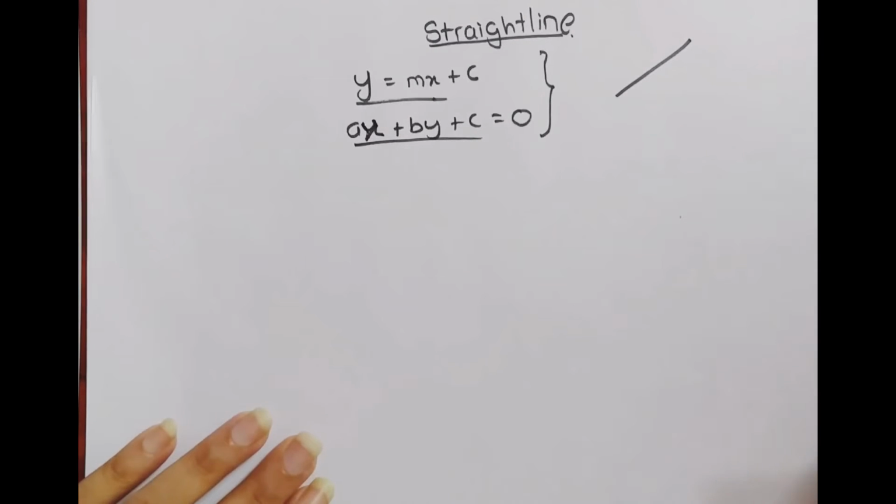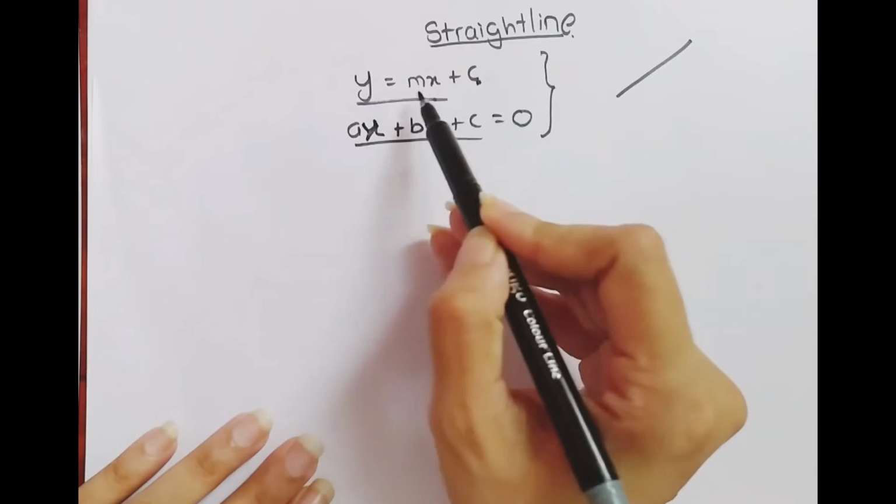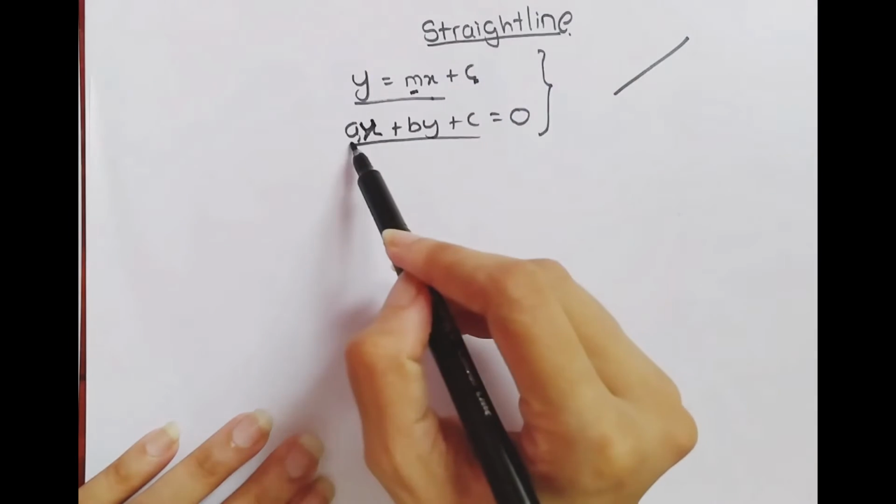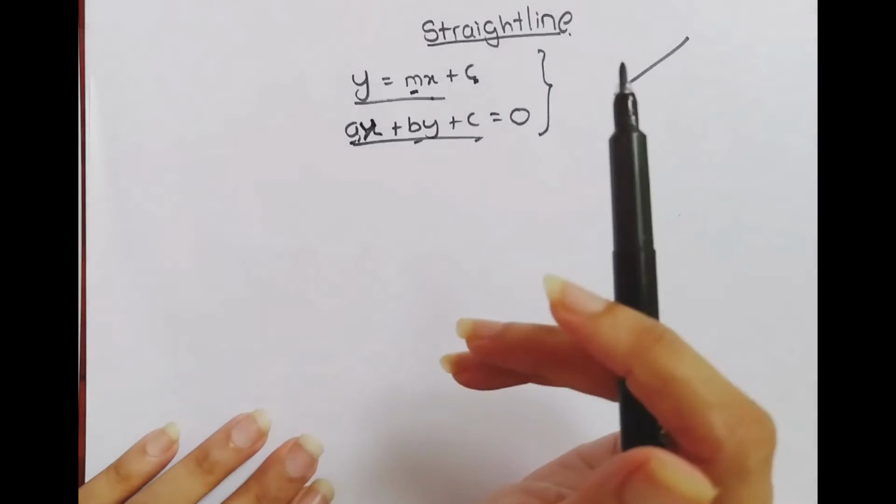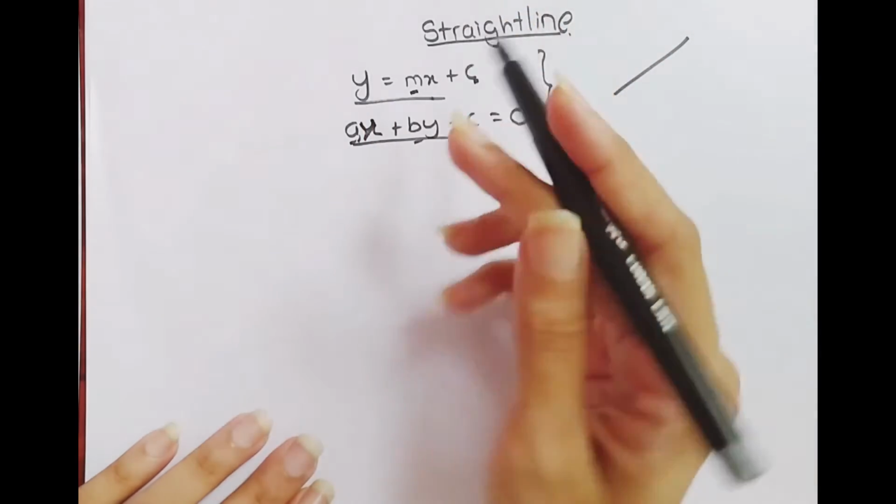But there are some principles that you should know. What is this c? What is this m? And here, what are these a, b, c? How are we going to find them?